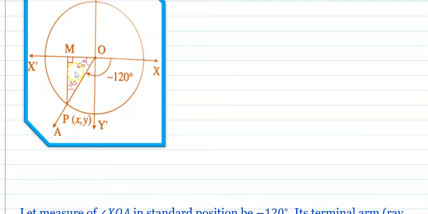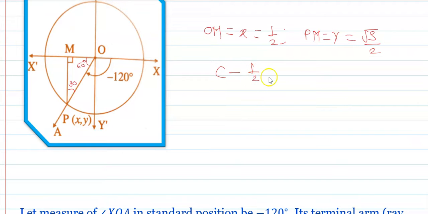And therefore, the side opposite angle 30 is half of the hypotenuse. Therefore, OM is equal to x, which here comes to 1 upon 2. And what about the PM? PM is equal to the y distance, and that is equal to root 3 upon 2. As the given point lies in the third quadrant, x is negative, that is minus 1 upon 2. Y is also negative, minus root 3 by 2. Hence, with the help of these 2 points, we will find out all the trigonometric functions for the angle minus 120.